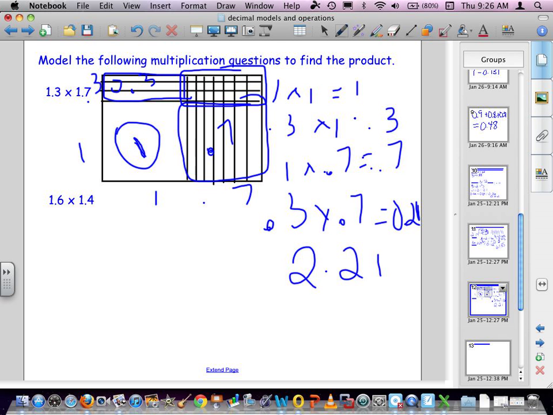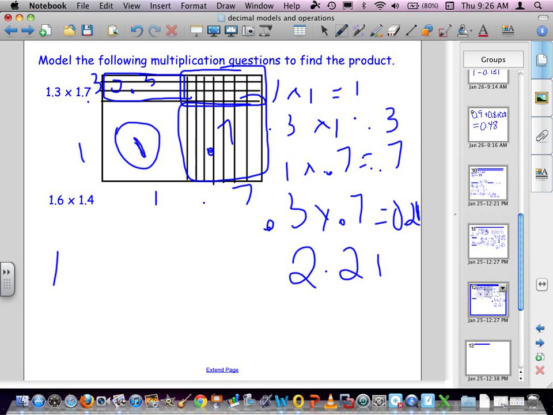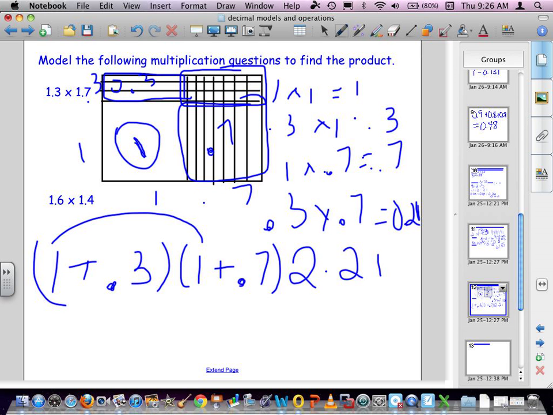Right? This is all based on what property? Distributive property. What we're really doing is doing 1 plus 3/10 times 1 plus 7/10. And we're multiplying 1 by 1, 1 by 7/10, 3/10 times 1, and 3/10 times 7/10. Okay, so this is distributive property. I call him Binomial George sometimes.